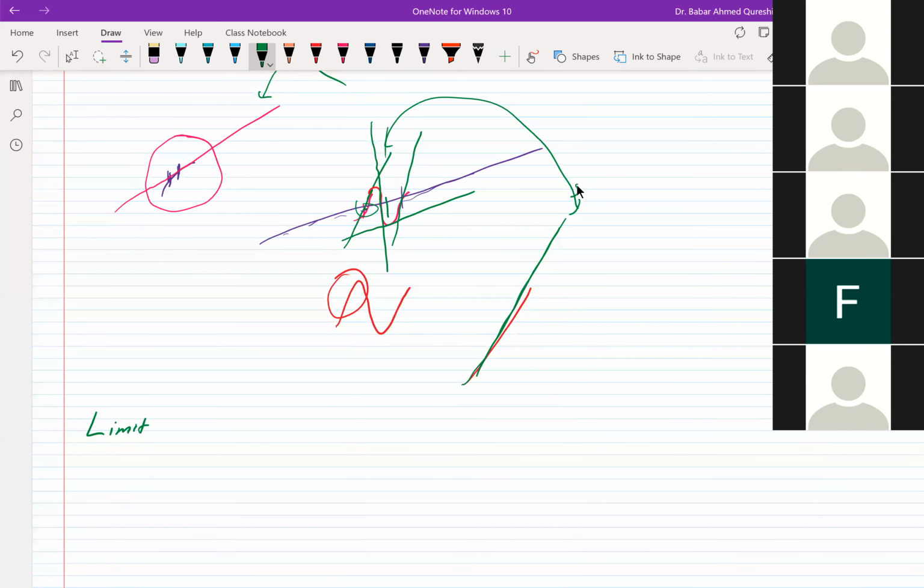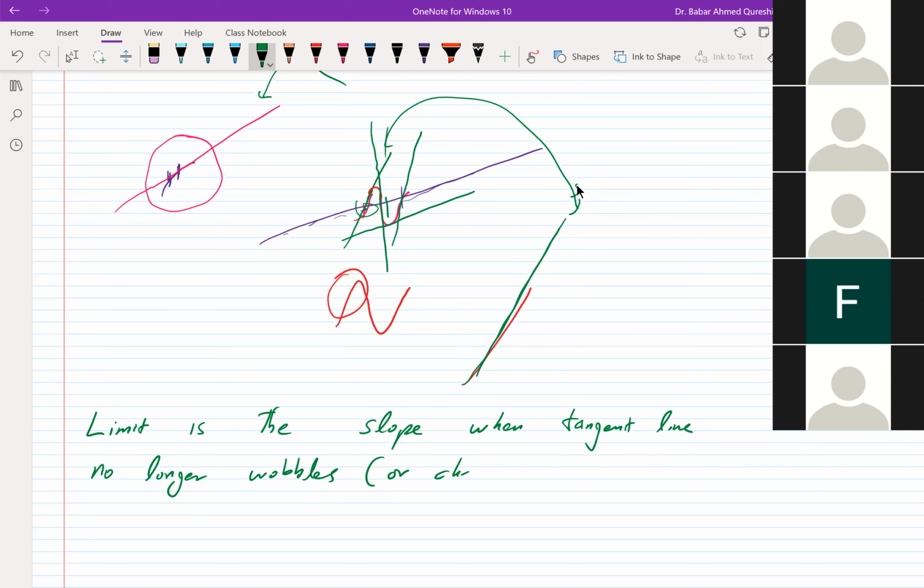So limit is the slope when the tangent line no longer wobbles or changes when you increase the resolution.